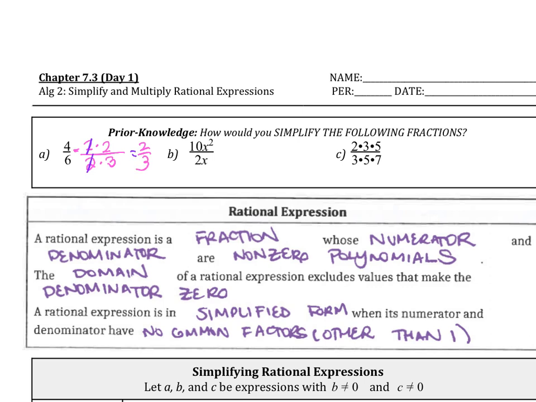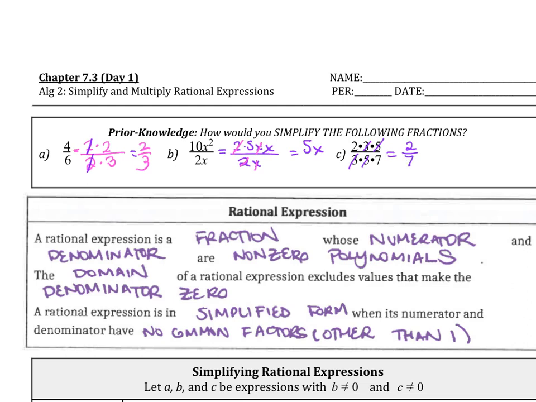Let's do the same thing here with 10x squared. That is 2 times 5, and let's write this just as x times x over 2 times x, and then divide out the common factors. And so we're left with 5x, and then over 1, and we don't have to write that. So in C, it's already broken down for us, so we just cancel out or divide out the common factors. And so we notice we're left with 2 over 7.